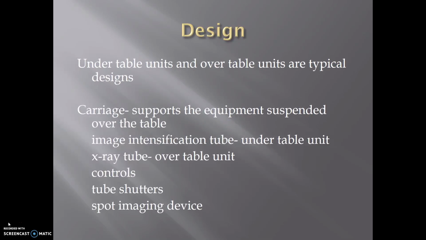The typical designs include the under-the-table units and over-table units. A carriage supports the equipment that is suspended over the table. For under-the-table units, this would include the image intensification tube. For over-the-table units, this would include the X-ray tube, as well as the controls, tube shutters, and a spot imaging device.